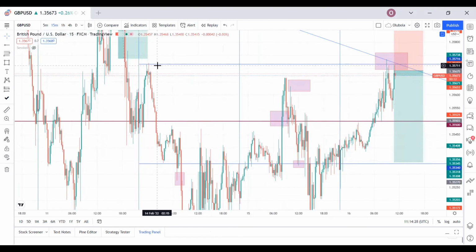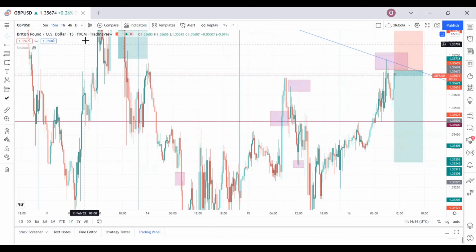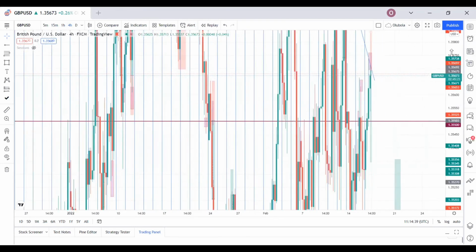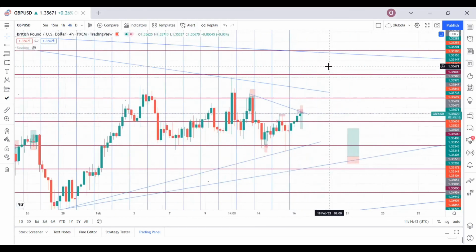Okay, this is it. Let me remove it. Okay, sir. I'll remove it. So on Monday morning, I go to my 4 hours candlestick. Okay, sir. It's a must that it must be 4 hours, right? Yeah, I do it on 4 hours.